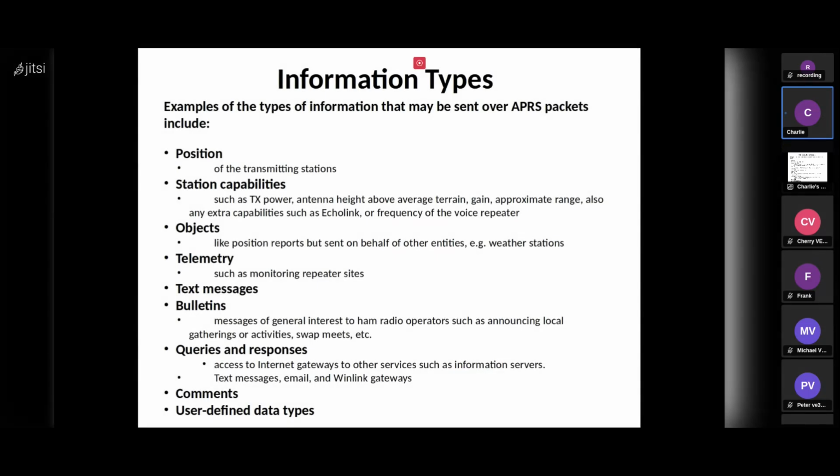Bulletins can be put in here. So if you've got a hamfest going on, you can use this as one more method of talking folks into the hamfest. Or if there's something special going on, that can be included in the APRS packet as well. You can do queries and responses in the information. So, whether trying to find the location of the latest Echolink gateway, for instance, or sending out text messages or email, for instance.